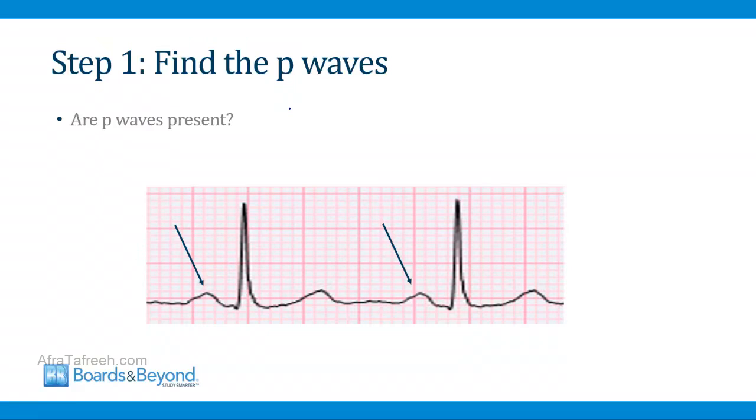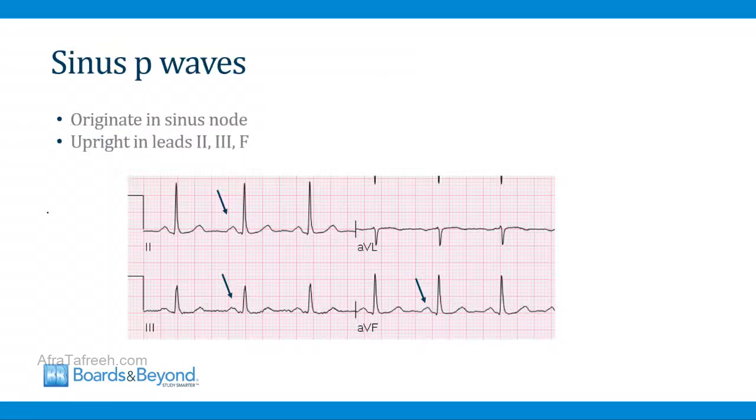So what I recommend you do as a first step when you're asked to interpret an EKG is to find the P waves and ask yourself, are P waves present or not? And as you can see in this example on the screen, it's very easy to see the P waves that are present here. P waves indicate depolarization of the atria, and usually that is caused by depolarization of the sinus node. However, you can have P waves generated from an abnormal focus of depolarization somewhere outside the sinus node, but most ECGs you'll see will have P waves coming from the sinus node.